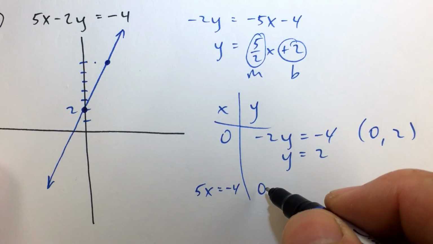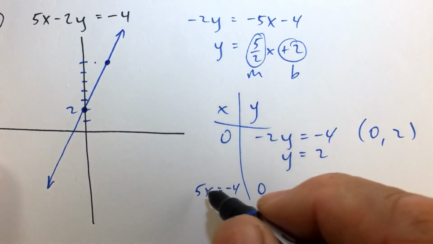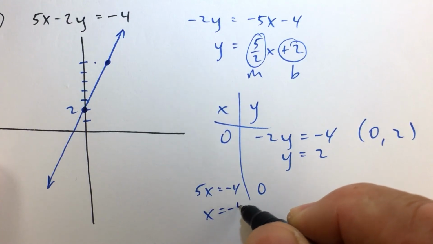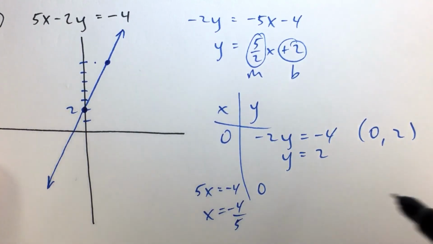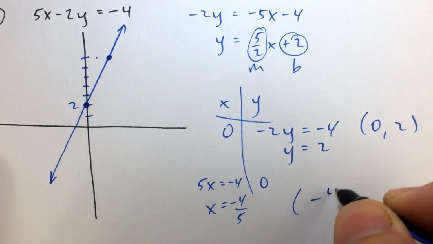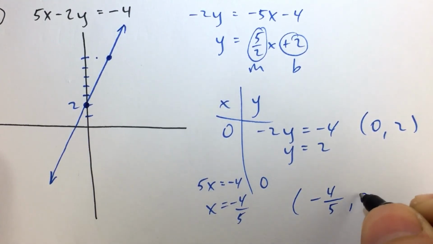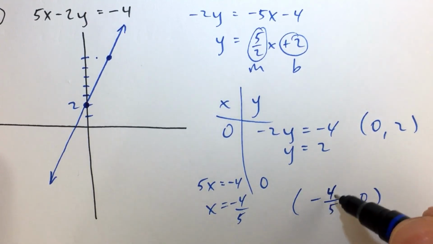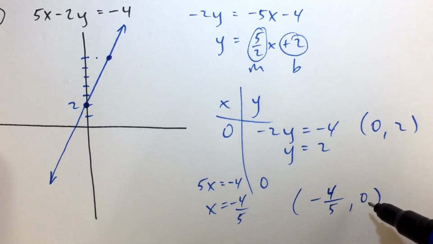So when y is 0, we have an x-intercept, and you get the equation 5x equals negative 4, and then when you divide both sides by 5, you get x equals negative 4/5. By the way, let me write that down. If y is 0 and x is negative 4/5, that means that we have an ordered pair, negative 4/5 comma 0, and that ordered pair is actually a point on the line.